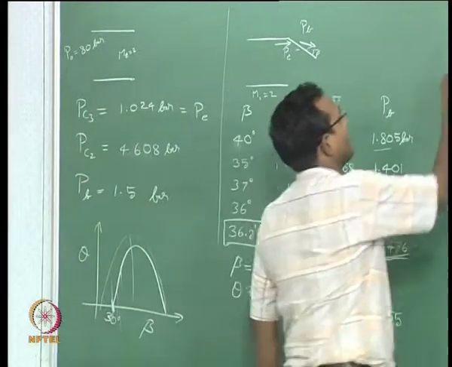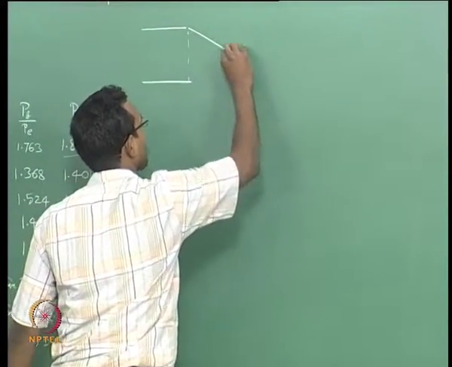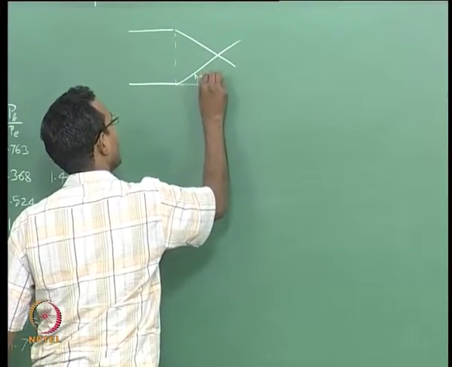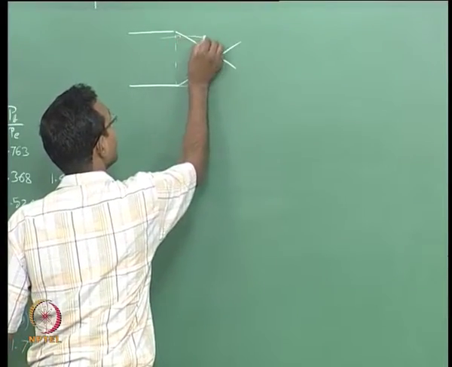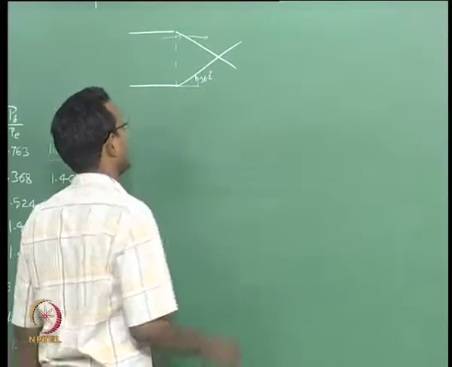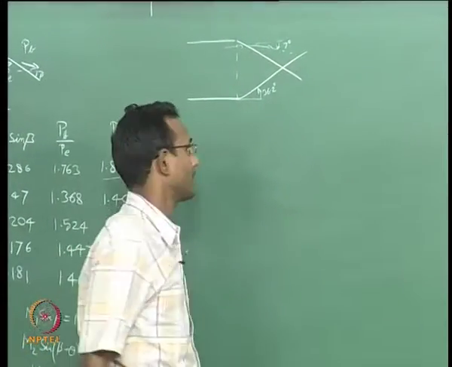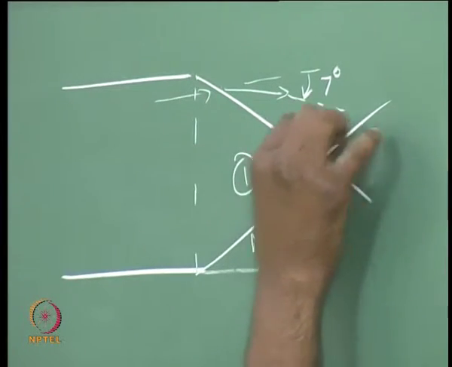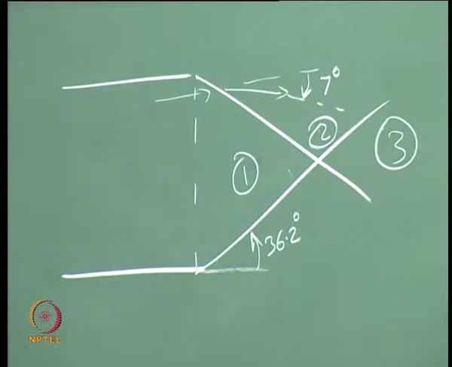Now, I want to go a little further into the jet. I have this particular case. Now, I know that I have a shock which is having an angle of 36.2 degrees, which is turning the flow by only 7 degrees, very small angle change, that is all it is doing. I know my pressure here, this is region 1, region 2, I know the pressure there, which is P2, which happens to be equal to PB, back pressure. I want to find region 3. How will I find region 3?